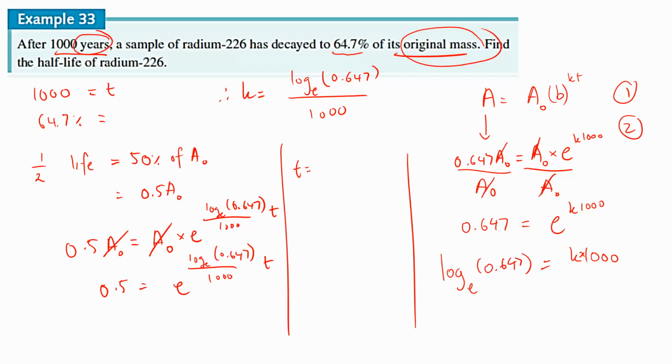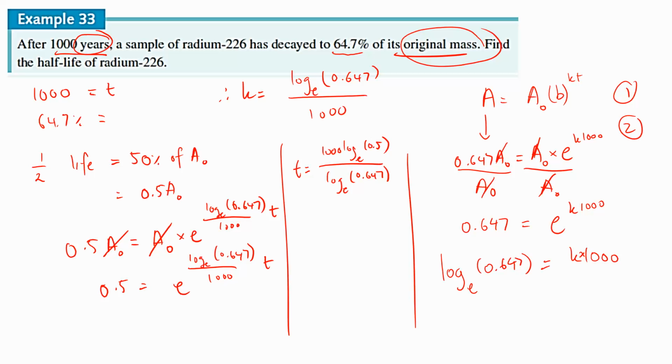T should equal log e of 0.5 times 1,000. So 1,000 log e of 0.5 divided by log e 0.647. Type that in your calculator. That tells you the time. And that's the half-life, 50% of A naught: how long it takes before it drops down to 50% of the original mass.